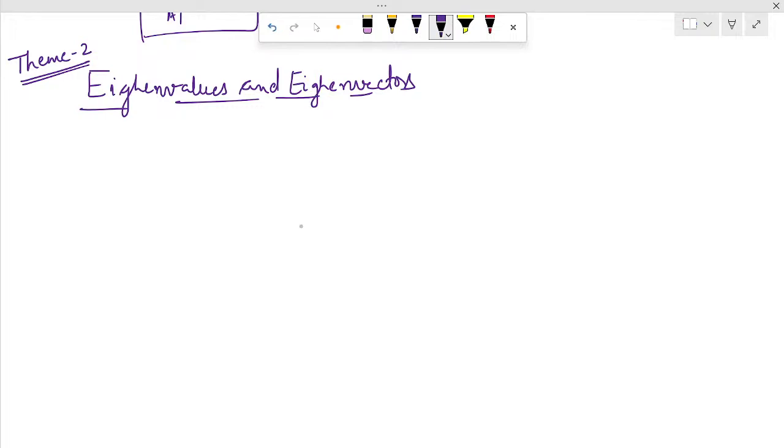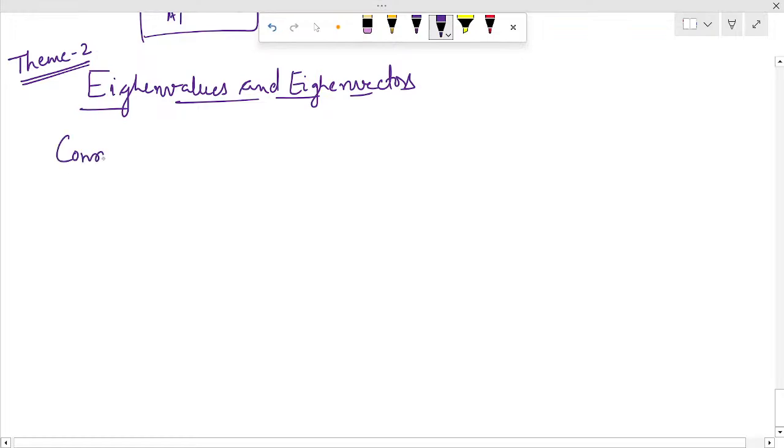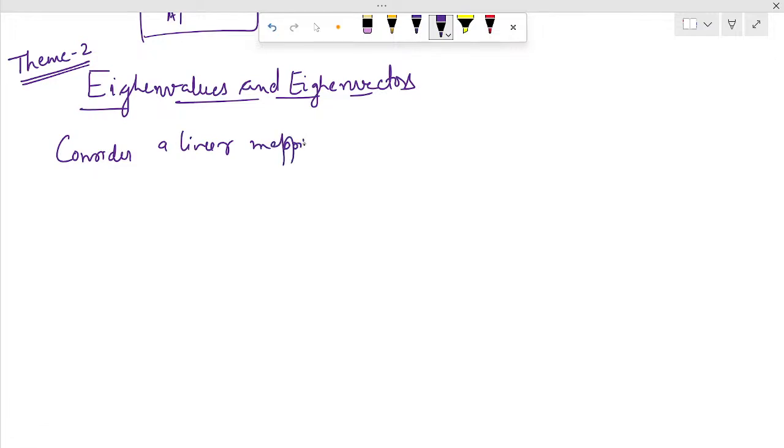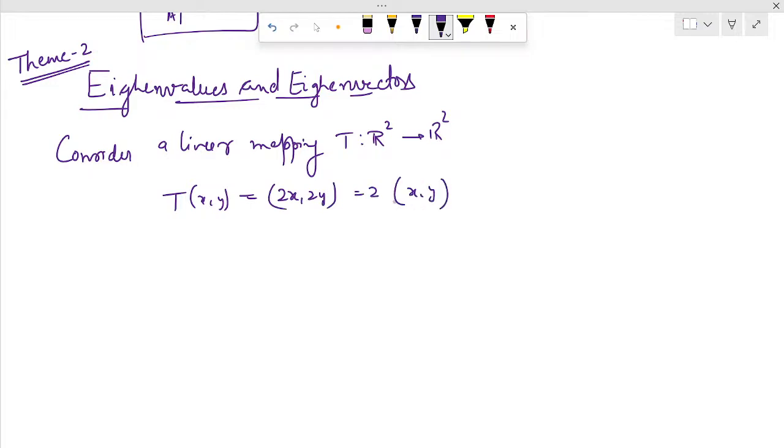I don't know how many people are attending this lecture, but let's say, consider a linear transformation or linear mapping, whatever suits you, from R square to R square. Let's say you take T(x, y) and write it as (2x, 2y). So can I not write it as 2 times (x, y)? What is happening in such a situation? In such a situation, we say that 2 is an eigenvalue.